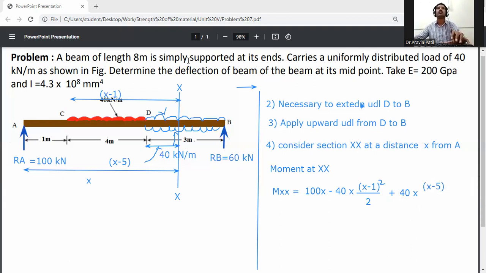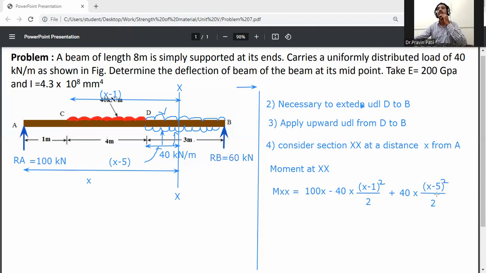Then it is acting at the center of this span, x minus 5 by 2. So we get (x minus 5) squared divided by 2. Here once again I will explain how you get this 40 UDL: it is 40 into x minus 5. It is acting at the center of this span, so 40 into x minus 5, and this distance will be x minus 5 divided by 2.